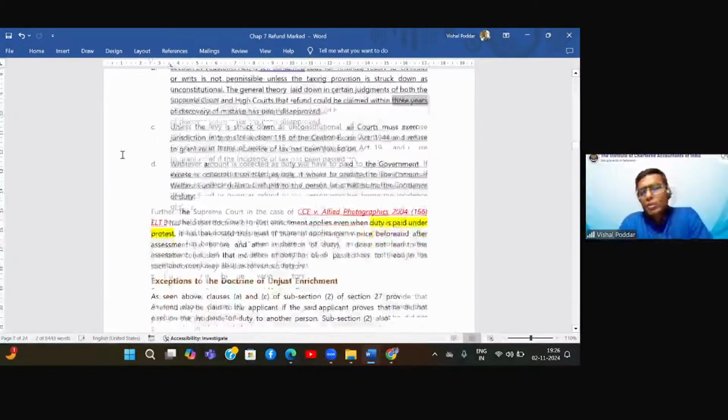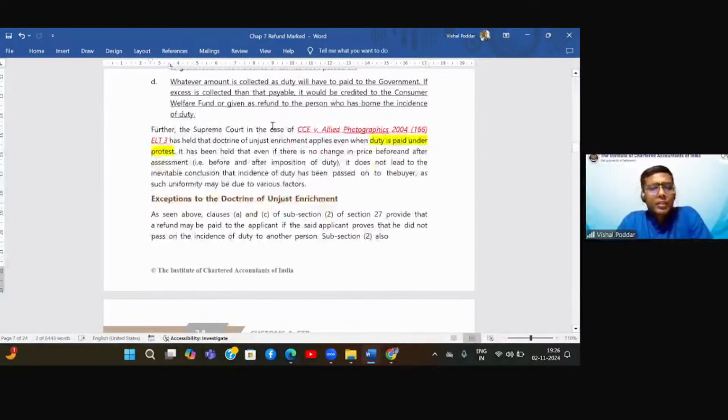There is one more very commonly referred decision, that is again the decision of the Honorable Supreme Court in the case of CCE versus Allied Photographic, 2004. It held that the doctrine of unjust enrichment applies even where duty is paid under protest. Now see, we had a relief in the above pages where we were dealing with time limit: wherever duty is paid under protest by you, the time limit of 1 year does not apply. So that is a relief, a relaxation given to you.